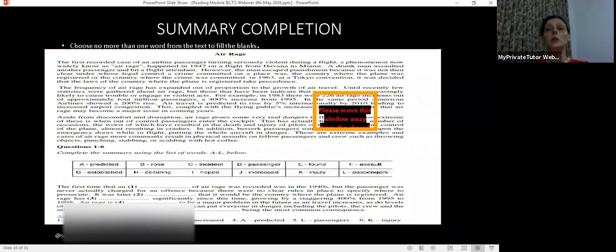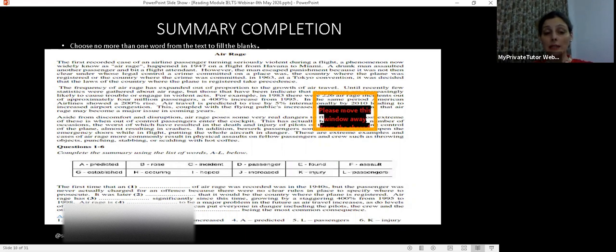Then another question might come of the summary completion. Look at the question. Choose no more than one word from the text to fill the blanks. Okay, they have written choose no more than one word. That's the instructions. Yes, that means you have to write only one word. Just follow this. And they have given a list of the words also.